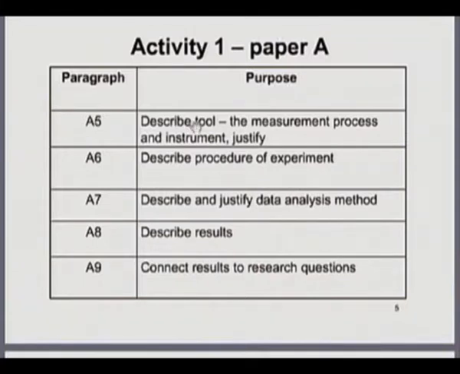A5 and A6 describe the instrumentation, the measurement process or the measurement tool in the study, and A6 talks about the procedure of the experiment. So, taken together, A4, A5 and A6 completely in great detail describe the methodology. They are an extension of A3 where the broad solution was simply outlined, and now the details are being provided in the paragraphs A4, A5 and A6.